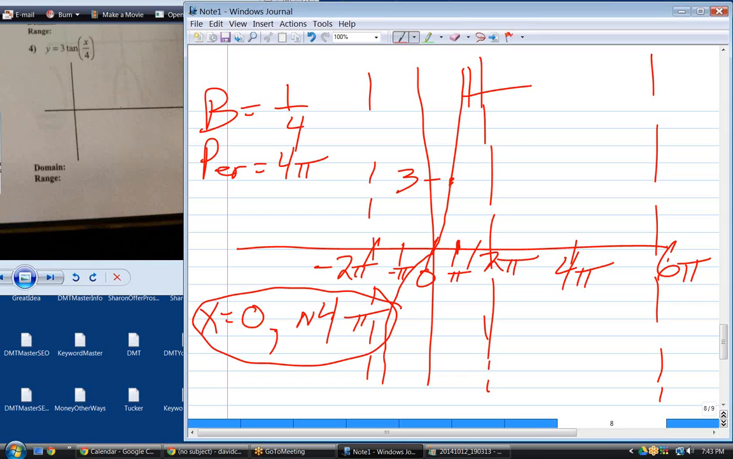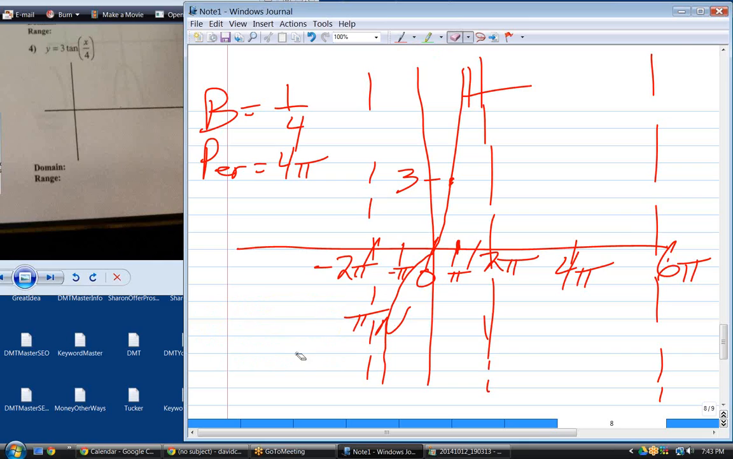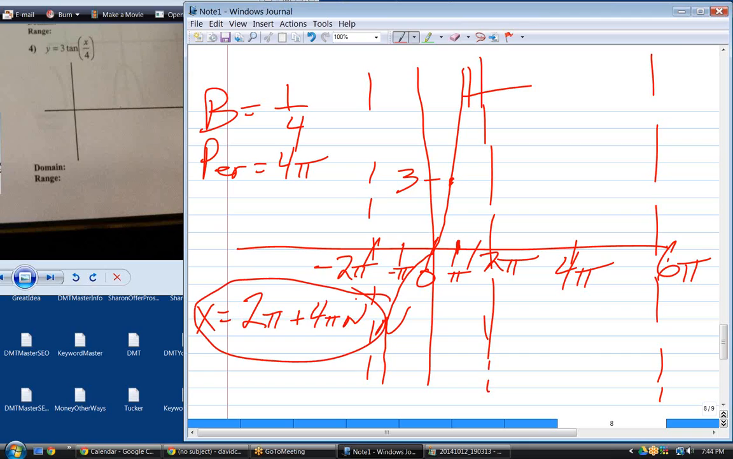So the way I would write that would be 4 pi n. Can't say odd or even multiples, but 4 pi n is accurate for telling you where the x-intercepts are. How about asymptotes? Vertical asymptotes are where? x equals negative 2 pi, 2 pi, and 6 pi. Well, it's actually x equals 2 pi plus 4 pi n, because you have an asymptote everywhere there. In other words, you have an asymptote at 2 pi, 6 pi, 10 pi, 14 pi, 18 pi, negative 2 pi, negative 6 pi. Domain.